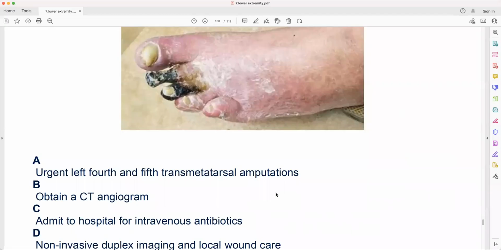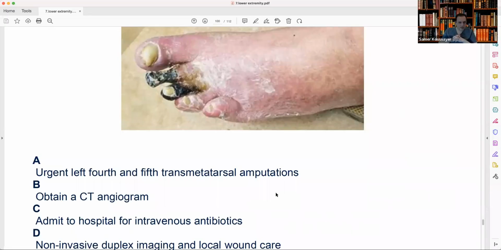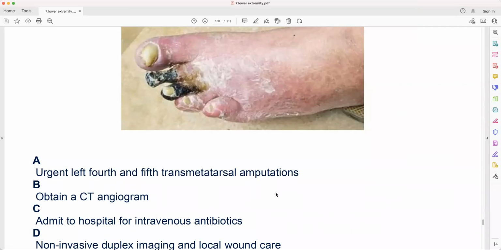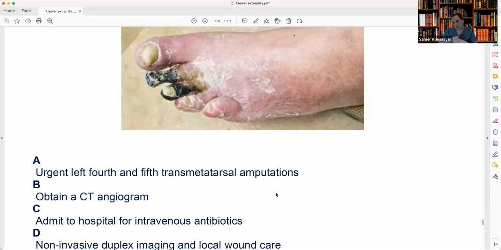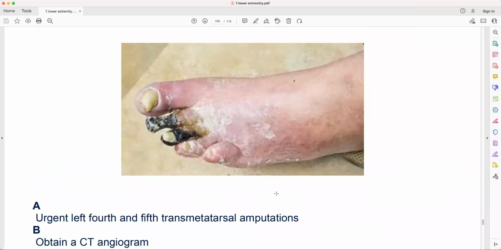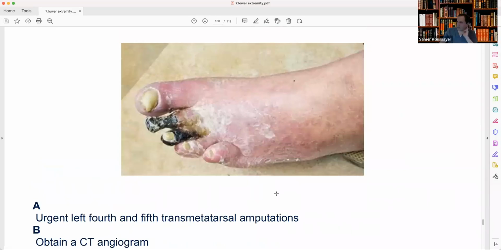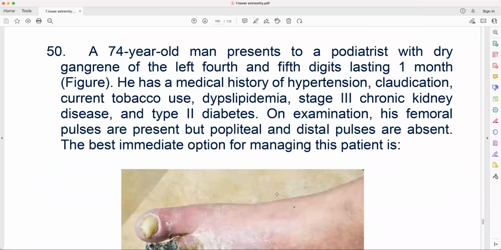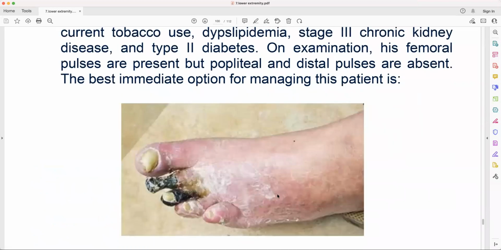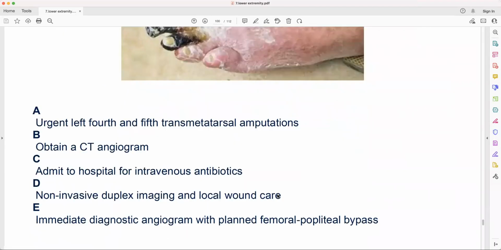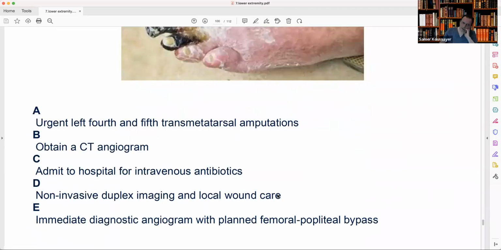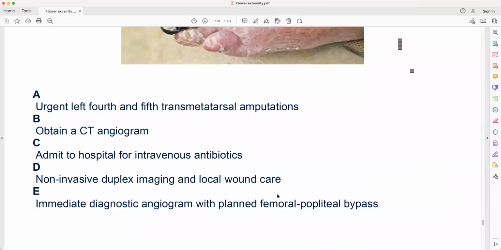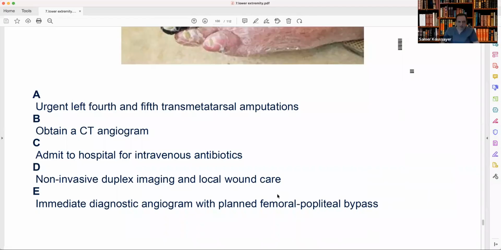Okay, so let's get the next one. B, obtain a CT angiogram. That seems useful. Yeah, but remember what the problem is here, the patient has chronic kidney disease, right? Dialysis. With coordination with the nephrologist, we may do the CT, if the nephrologist allows it. The nephrologist says yes. Yes, this is really a misconception from the interventionists.